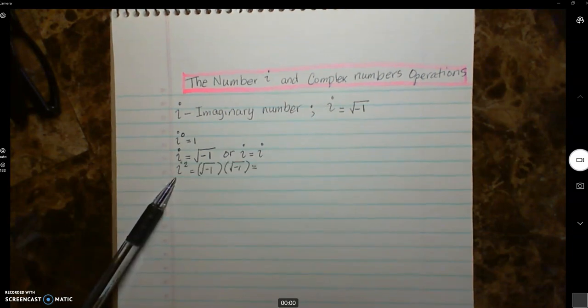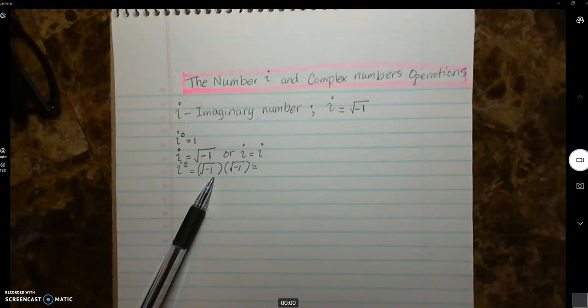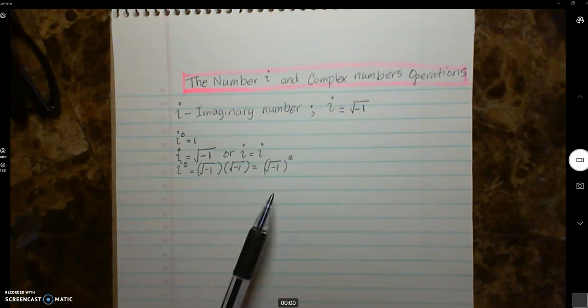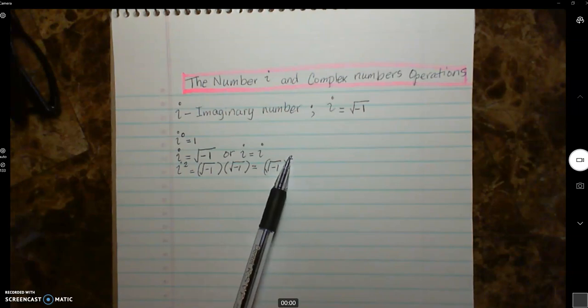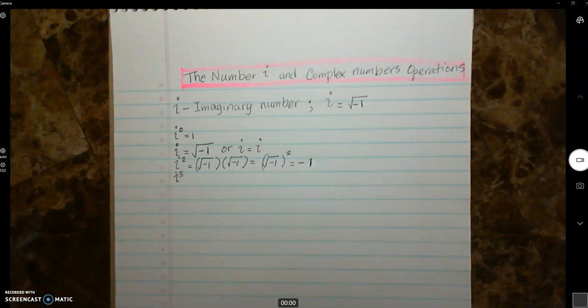i squared, as you all know, is i times i, which is the same as the square root of -1 times the square root of -1, which will be the square root of -1, squared. And you'll know that when that happens, this radical and that exponent will cancel each other out, and we will just be left with -1. So now let's go to i to the third.